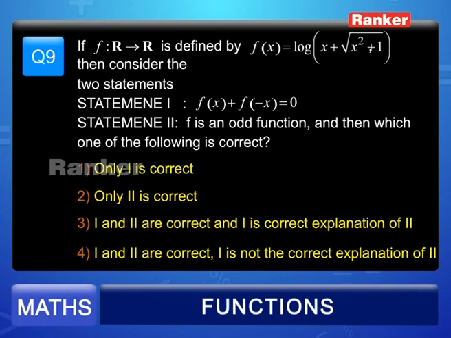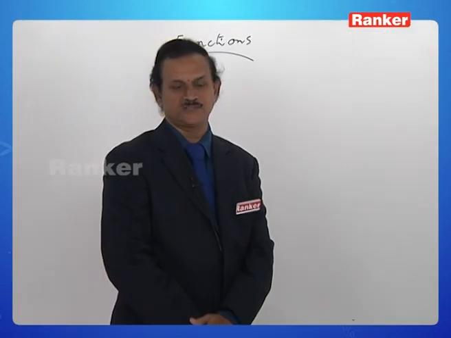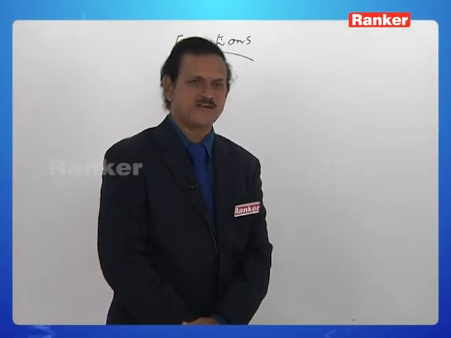In the first option, only the first statement is correct. Second option, only the second statement is correct. Third option, first and second are correct, and first statement is the correct explanation of the second. Fourth option, first and second statements are correct. First statement is not the correct explanation of the second statement. Let us observe the statements first of all.